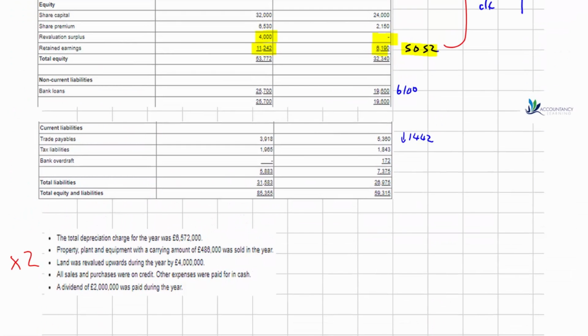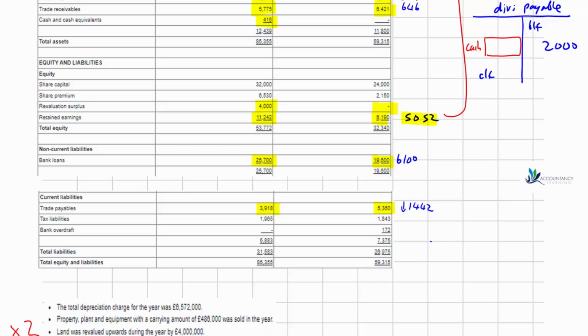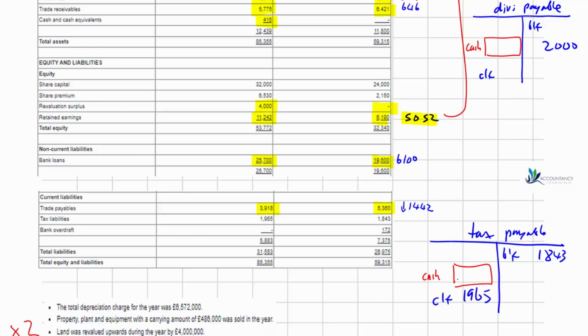Okay, so I forgot to highlight the bank loans. There we go. So there's our bank loans. We've used the payables. Next, we have a tax liability. So for my tax liability, like with my dividend payable, I want to use a T account for that as well. So what is the tax payable? So I've got a brought forward payable for tax of 1,843, and I'm going to show a carried forward payable of 1,965. So similar to my dividend payable, I want to know how much cash we've paid.